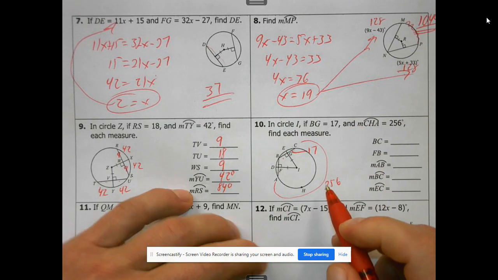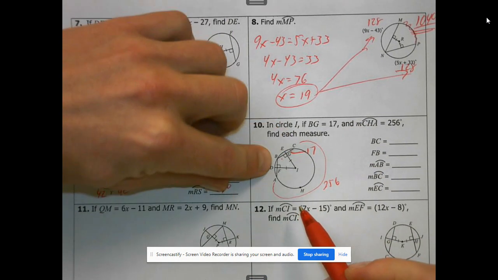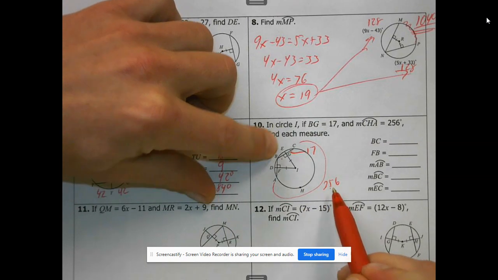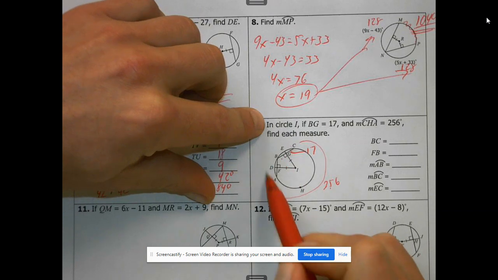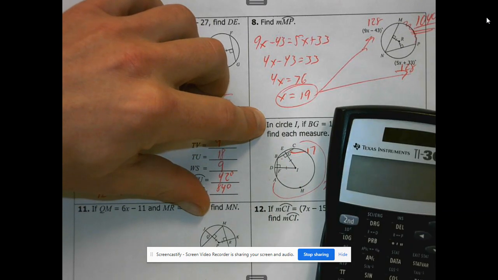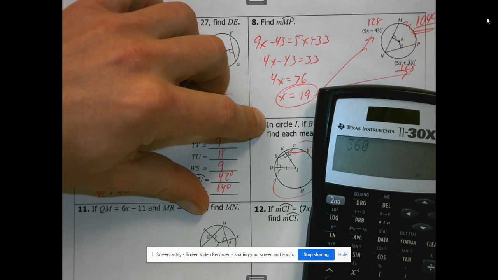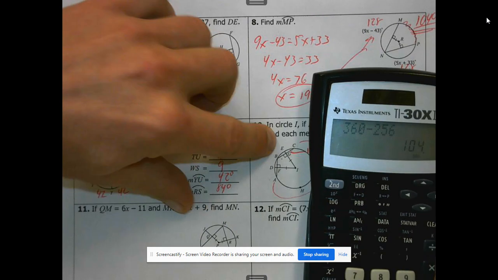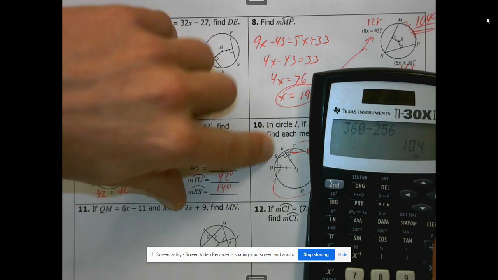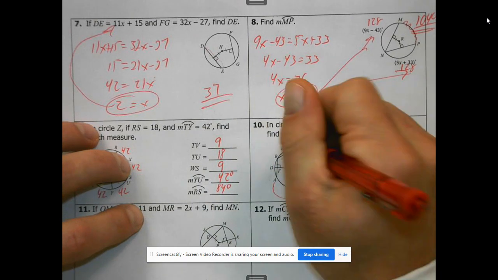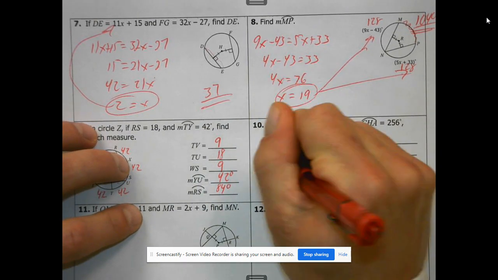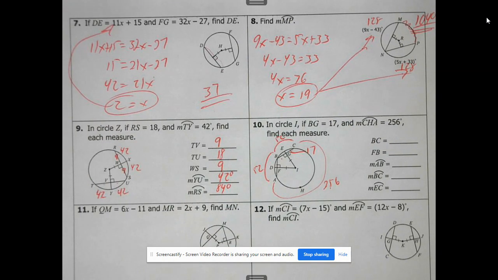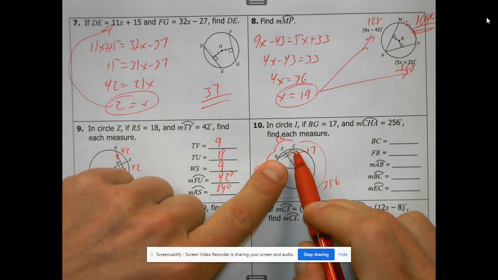Now let's do some work here, right? I've got two more arcs over here that I have to figure out. I'm going to take 360 minus this and then divide by 2 to get this arc and that arc. So 360 minus the 256 gives me 104. Now I'm going to divide that by 2 to get both of these arcs right here. That gives me 52. So all of this arc, 52. All of that arc, 52.